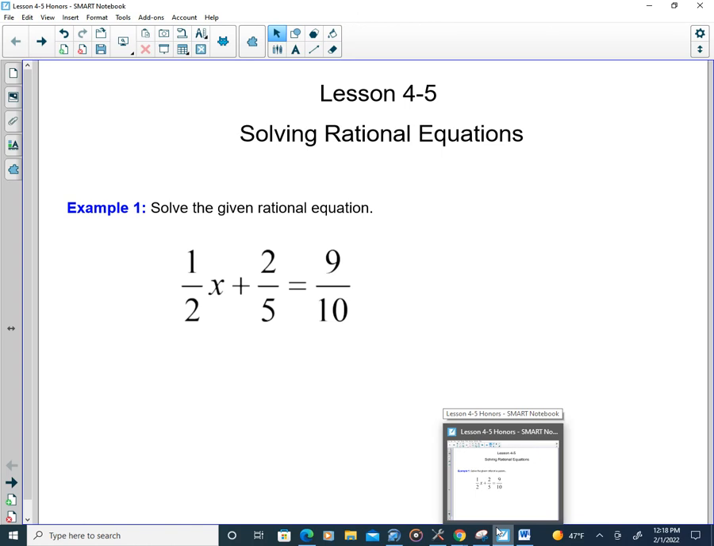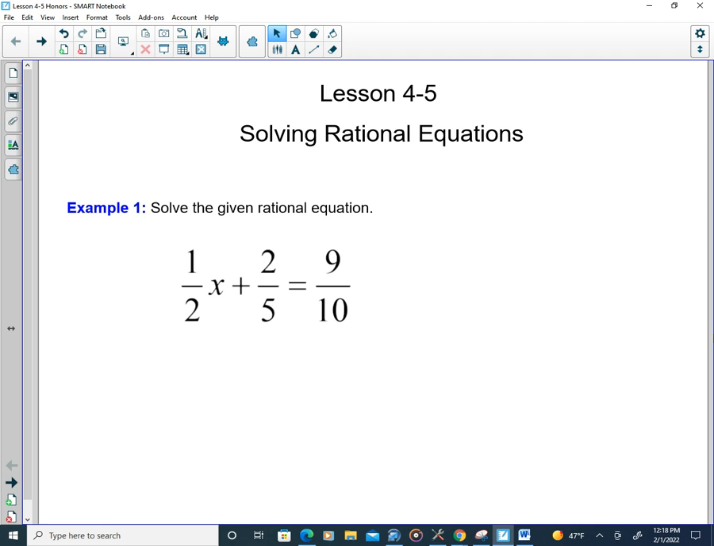So in this video, I'm going to show you how to solve rational equations. A rational equation is just an equation that has lots of fractions. So if we take a look at this equation here, we've got 1/2 x plus 2/5 equals 9/10. Our goal is to get rid of the fractions.